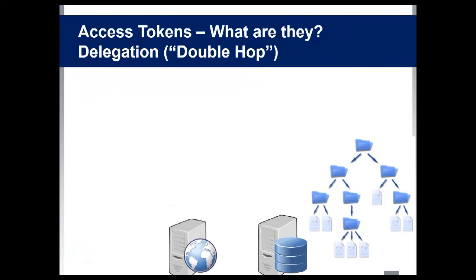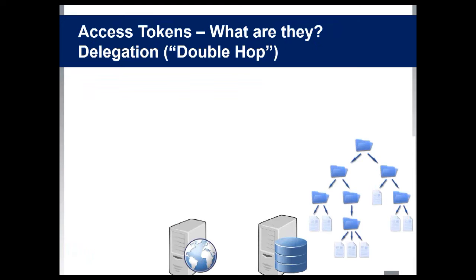All right, so let's kick it up a notch. Here's where we get into some interesting stuff with the double hop, with delegation level access token. So what I basically have here is a typical scenario where delegation is used. And if you're familiar with SharePoint, SharePoint's a great example of where we see delegation used very often. That's because the typical architecture of SharePoint is a multi-tier architecture where you have a front-end web server and you have a back-end database server.